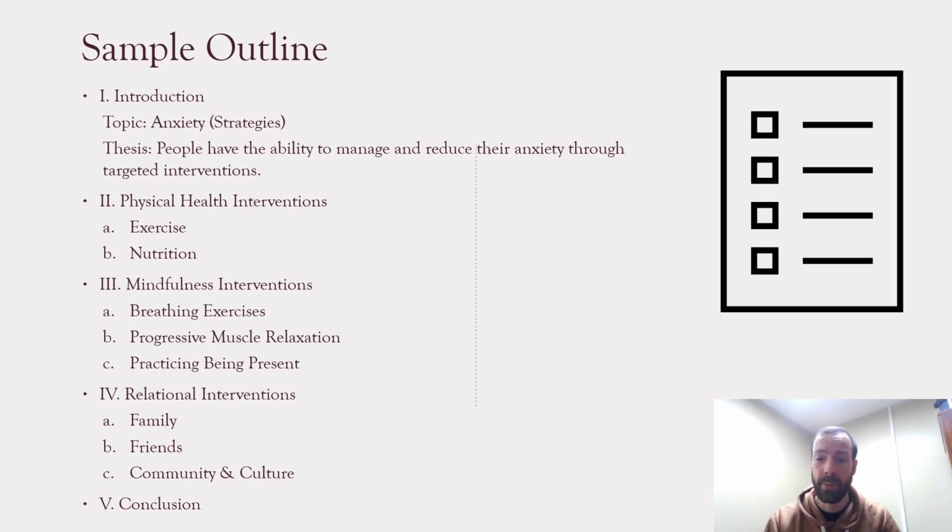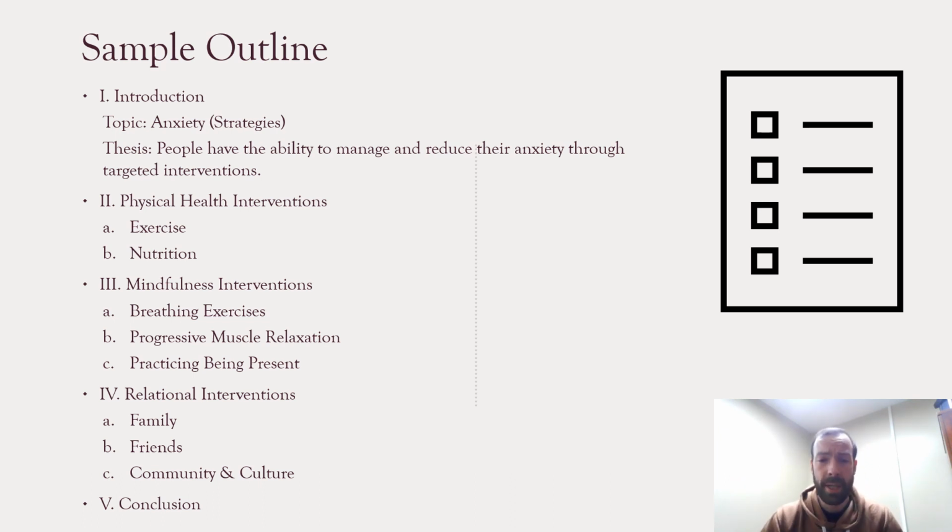On top of my topic, I need to have a thesis, a really pointed focus for my paper. What am I saying specifically with this paper? What am I trying to prove or defend? In this case, I've come up with the following thesis statement. People have the ability to manage and reduce their anxiety through targeted interventions. So basically what I'm trying to prove with this paper is that individuals can actually do things. They can take concrete steps to address anxiety if it's something they're experiencing in their life. So all of my subpoints should really be supporting this thesis, that there are real concrete steps that you can take to address anxiety. And I'm just going to provide examples and ways that that can happen.